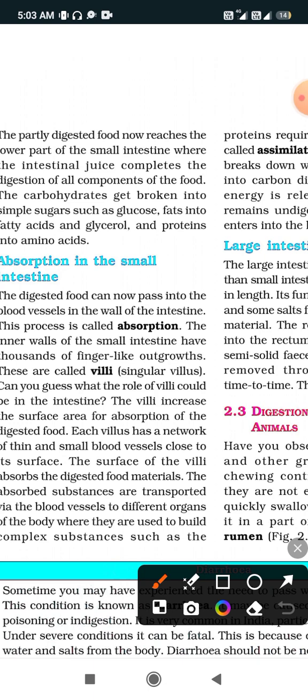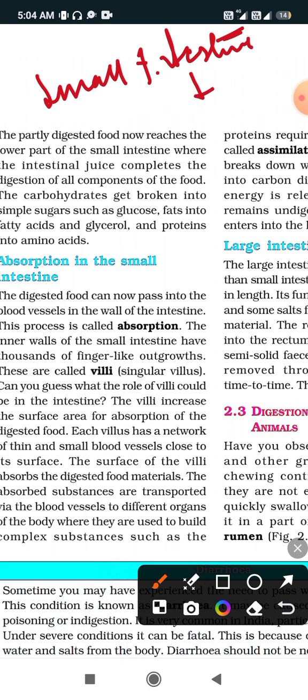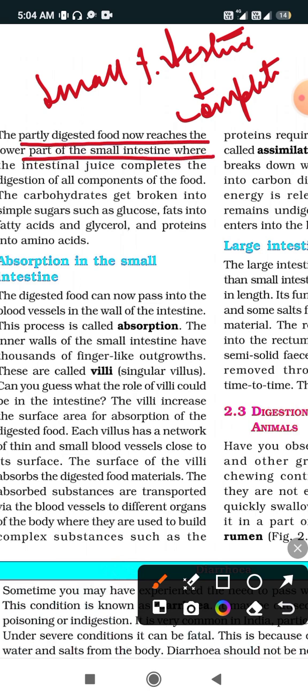Clear? Now in the small intestine complete digestion takes place. But the partially digested food then reaches the lowest part of the small intestine, where the intestinal juice completely digests all the components of the food. Clear? What happens in the small intestine?